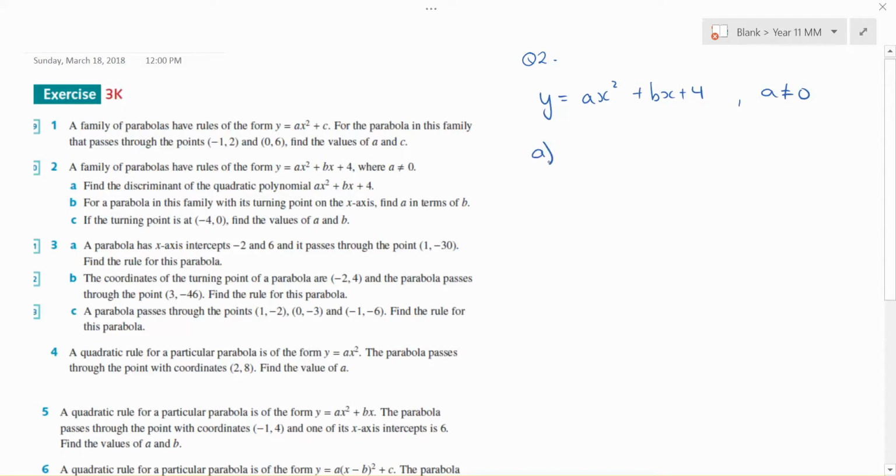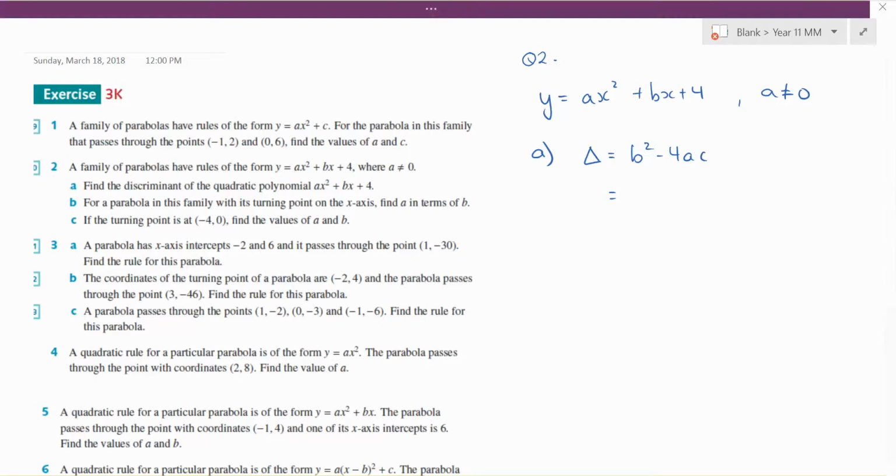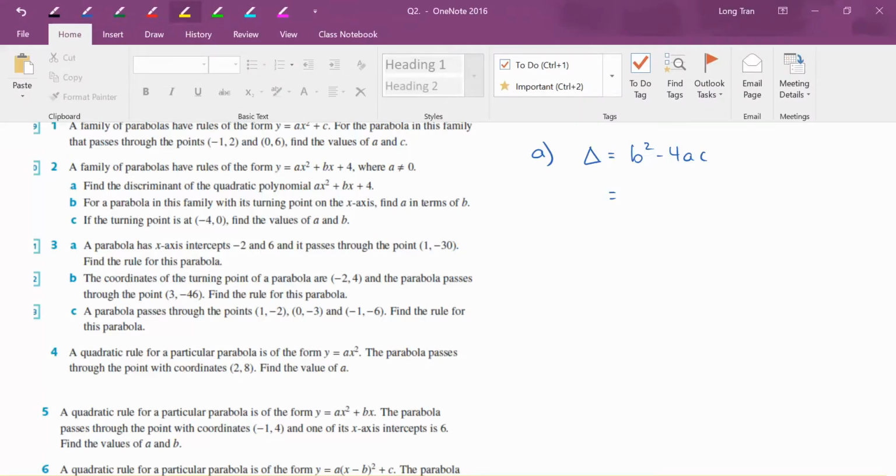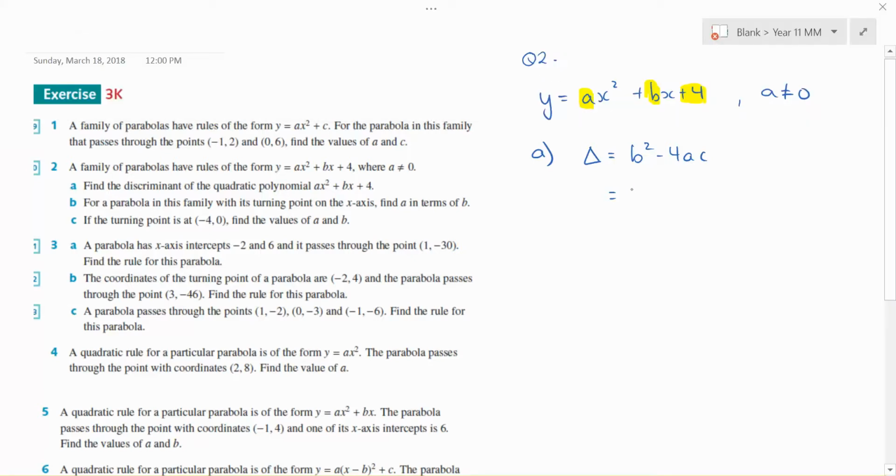Now part a is pretty easy. Find the discriminant of the quadratic polynomial equation. Now we know discriminant is equal to b squared minus 4 times a times c. And what we can see is our a is still a. Let me just highlight them. So this is my a, that's my b, and remember the last number is your c. So if I just use the formula, it's b squared minus 4 times a, which is still a, times 4, which is my c, and that gives me b squared minus 16a. Okay, so that's answering the question.